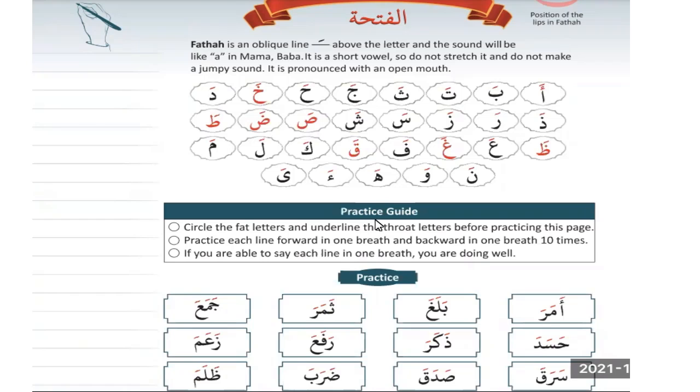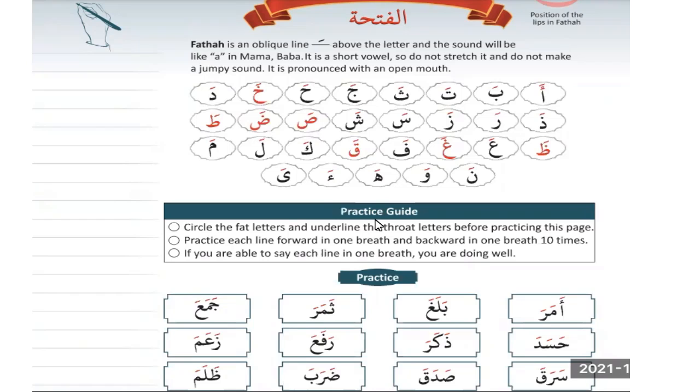After is the next letter, fa. You can see for fa we are using the upper teeth touching the lower lip. Look at this: fa. You can see your upper front teeth are touching the lower lip, and the sound is very thin. And look what I'm doing, I'm blowing the air. Fa, fatha, fa. The same. After is qaf. Qaf is very soft, we are using the soft palate, the soft palate at the back of the tongue.